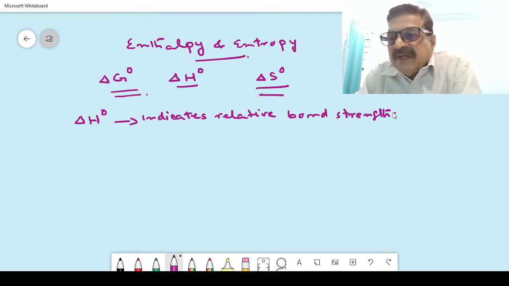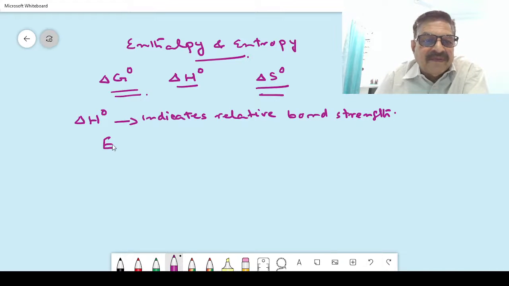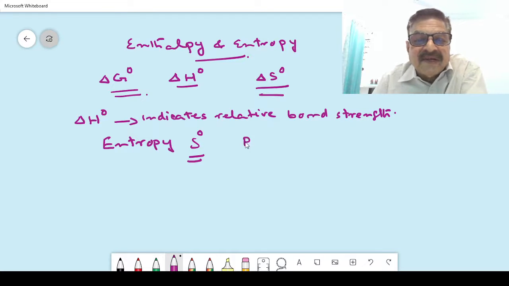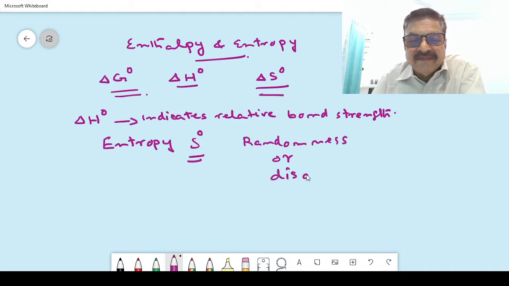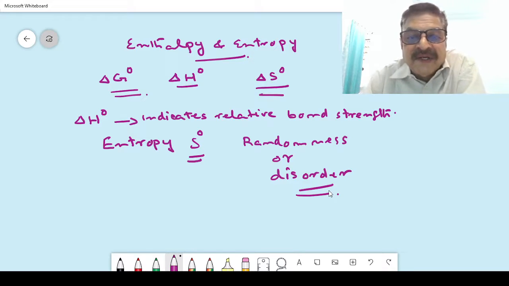And delta G, we know, is the free energy change here. Now S, entropy S. What is entropy? Entropy S is a measure of the randomness or disorder in a system. Disorder means the freedom, the freedom of movement. The more the freedom of movement of the molecules in the system, the more the entropy.